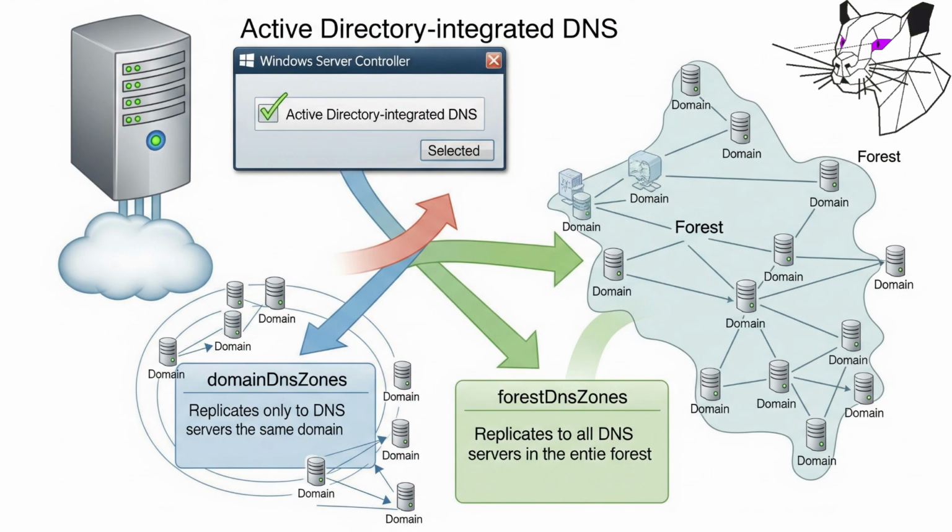Note, by default, when you configure a domain controller to host Active Directory Integrated DNS zones, two separate application partitions, domain DNS zones and forest DNS zones, are created. The domain DNS zones partition contains domain-specific DNS records, and its replication scope consists of other ADDS domain controllers that host the DNS server role.